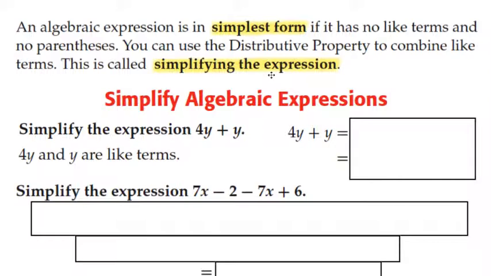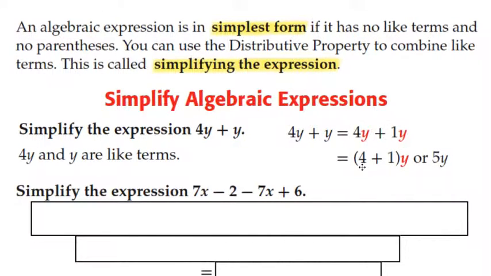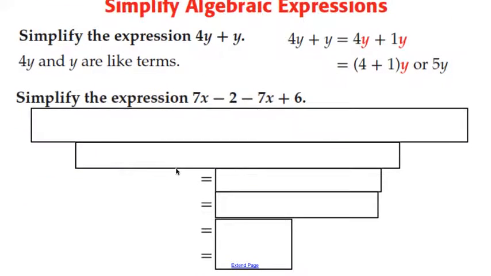So an algebraic expression is in simplest form if it has no like terms and no parentheses. You can use the distributive property to combine like terms, and that's called simplifying the expression. So here's an example of simplifying an algebraic expression. We have the expression 4y plus y. Well, 4y and y are like terms, so we can simplify that by adding those together, and that gives us 5y.